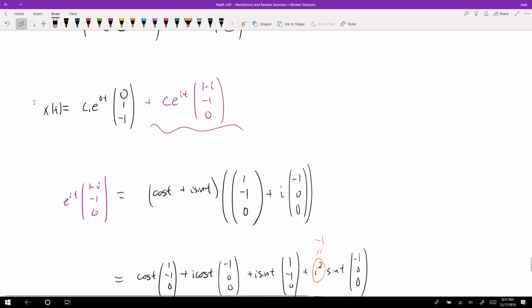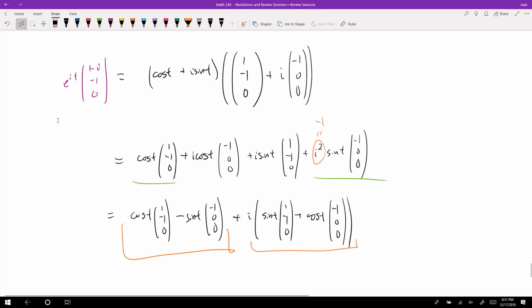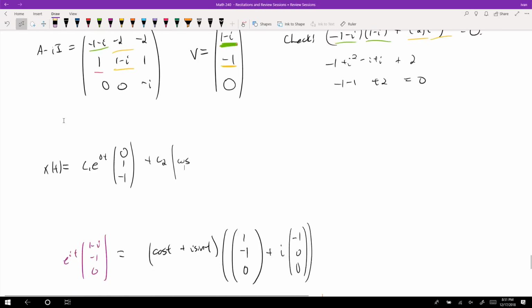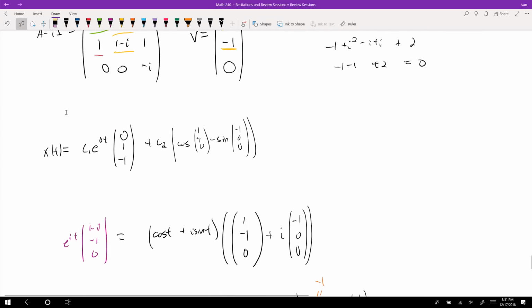Okay, so going back up, this needs to get erased because that's not what we want. And what we want instead is plus C2 times, I guess, the first guy. Cosine t, 1, negative 1, 0, plus sine, negative 1, 0, 0, or that's a minus sign, right? And I'm missing my t's.